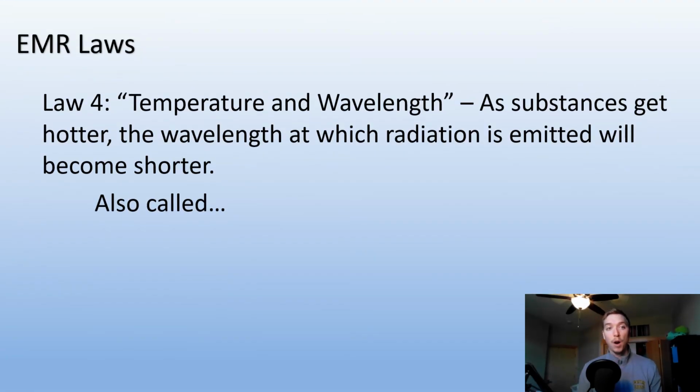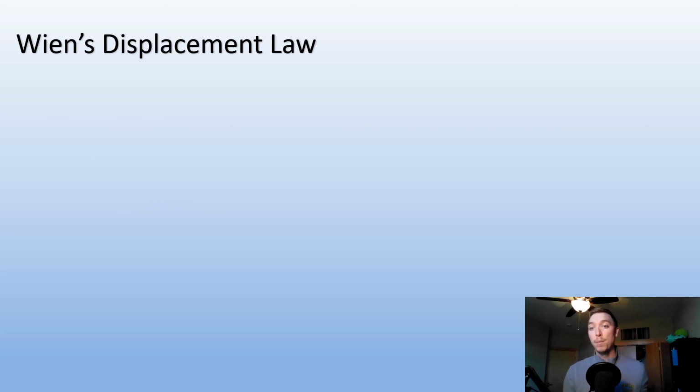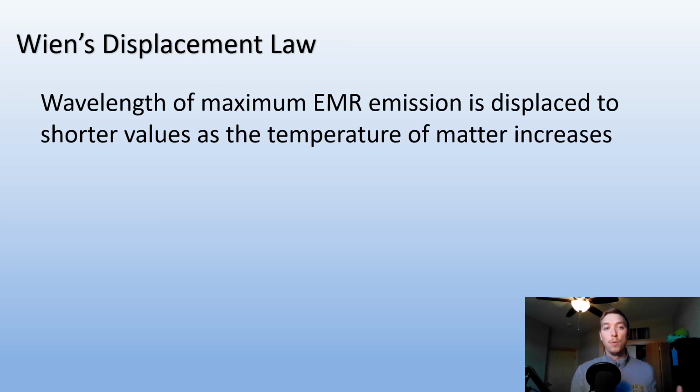Moving on to our 4th law, temperature and wavelength. As substances get hotter, the wavelength at which radiation is emitted will become shorter. This is also something we call Wien's displacement law. This says that the wavelength of maximum electromagnetic radiation emission is displaced to shorter values as the temperature of matter increases.